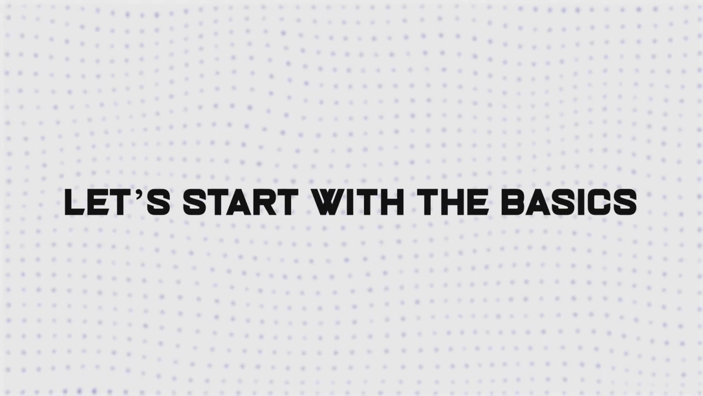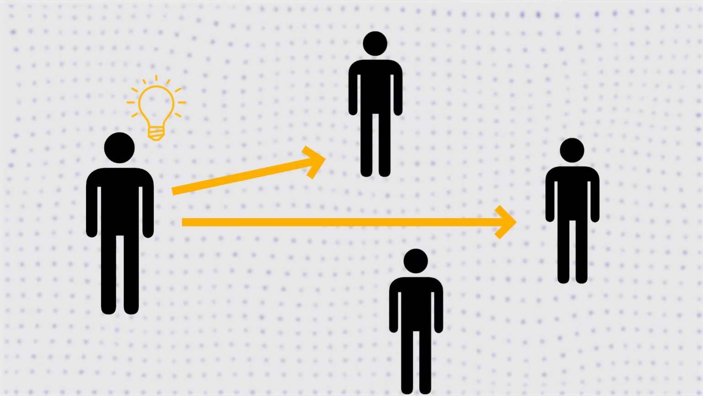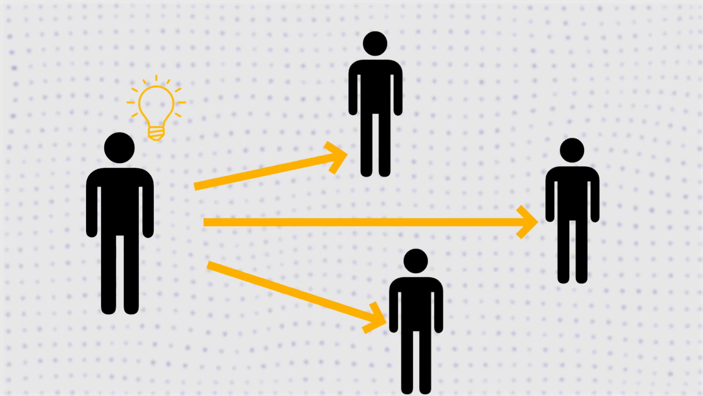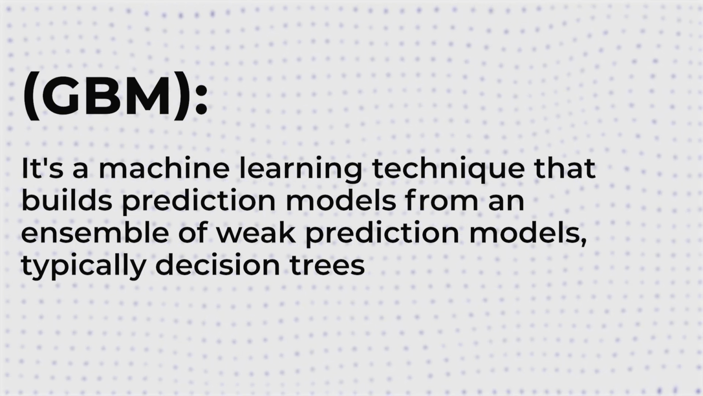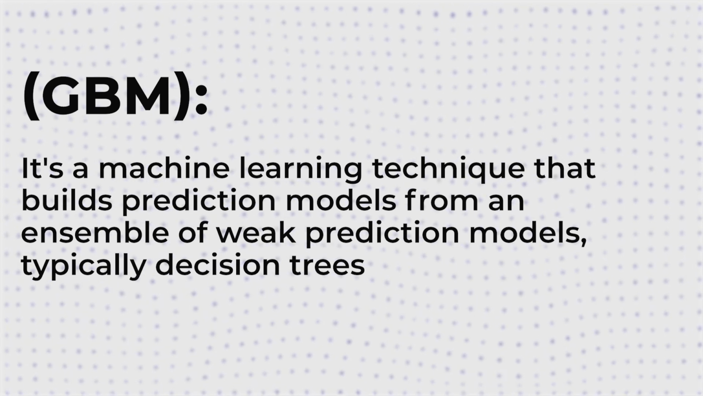Let's start with the basics. Imagine you're trying to make the best decision, but instead of relying on one friend's advice, you consult several, each correcting the previous one's mistakes. That, in essence, is what GBM does with algorithms. It's a machine learning technique that builds prediction models from an ensemble of weak prediction models, typically decision trees.